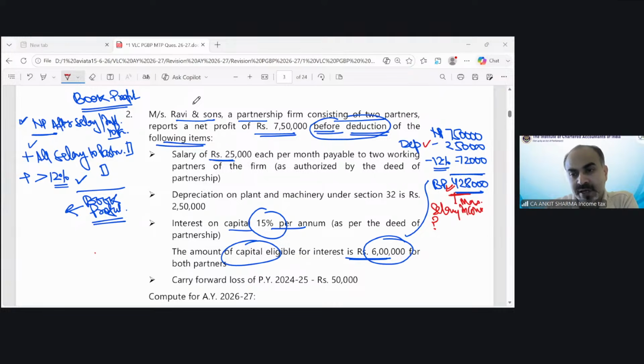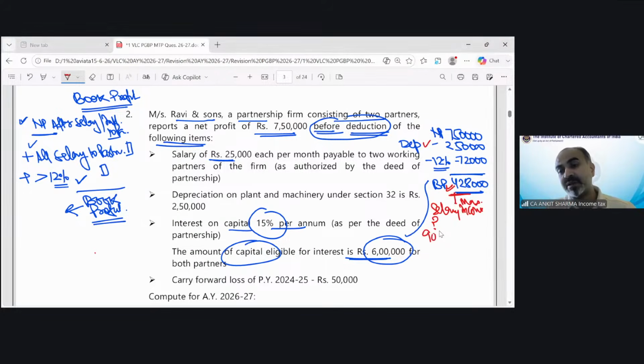Yes, good. It's 2 slabs. Absolutely right. So tell me what should be the eligible amount? What should be the maximum salary allowable under income tax? The maximum salary on the basis of this book profit, 4,28,000. So the first limit says up to 6 lakh, 90% of book profit. So we need to take the 90% of 428, that would come 3,85,200, or the fixed limit of 3 lakh, whichever is higher or whichever is lower.